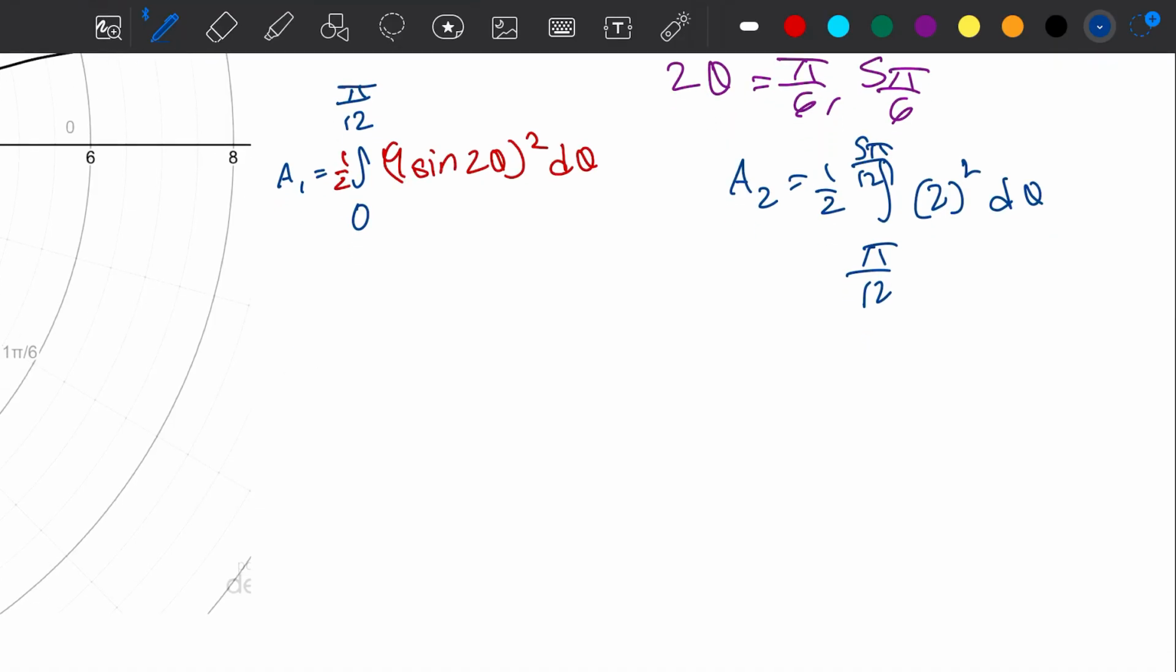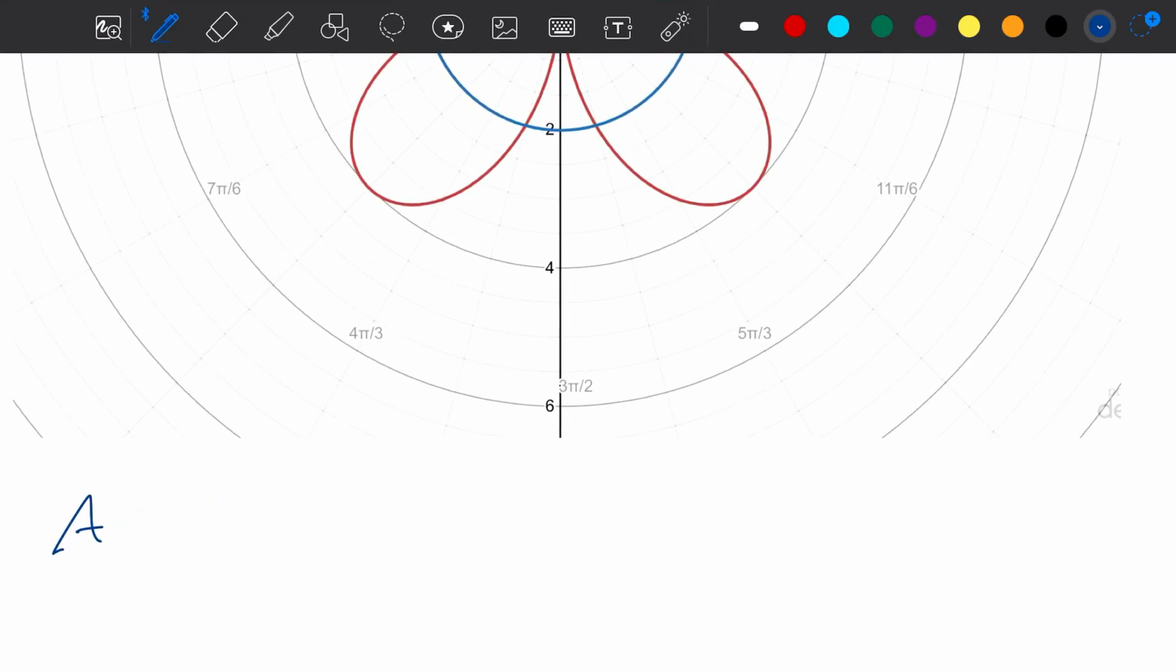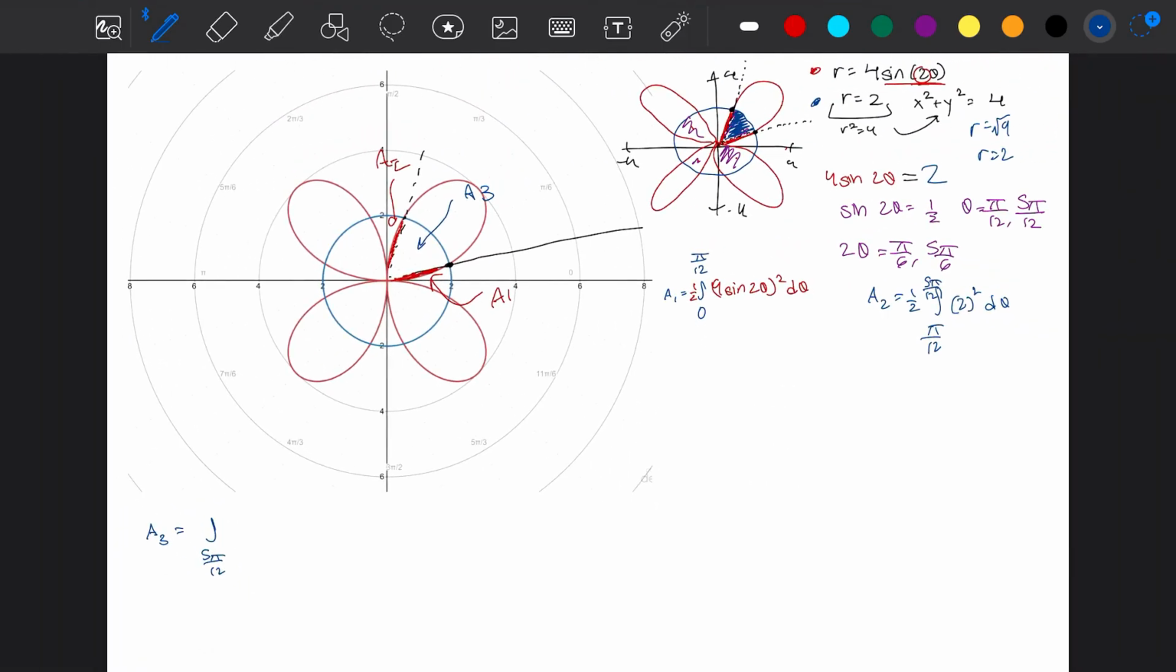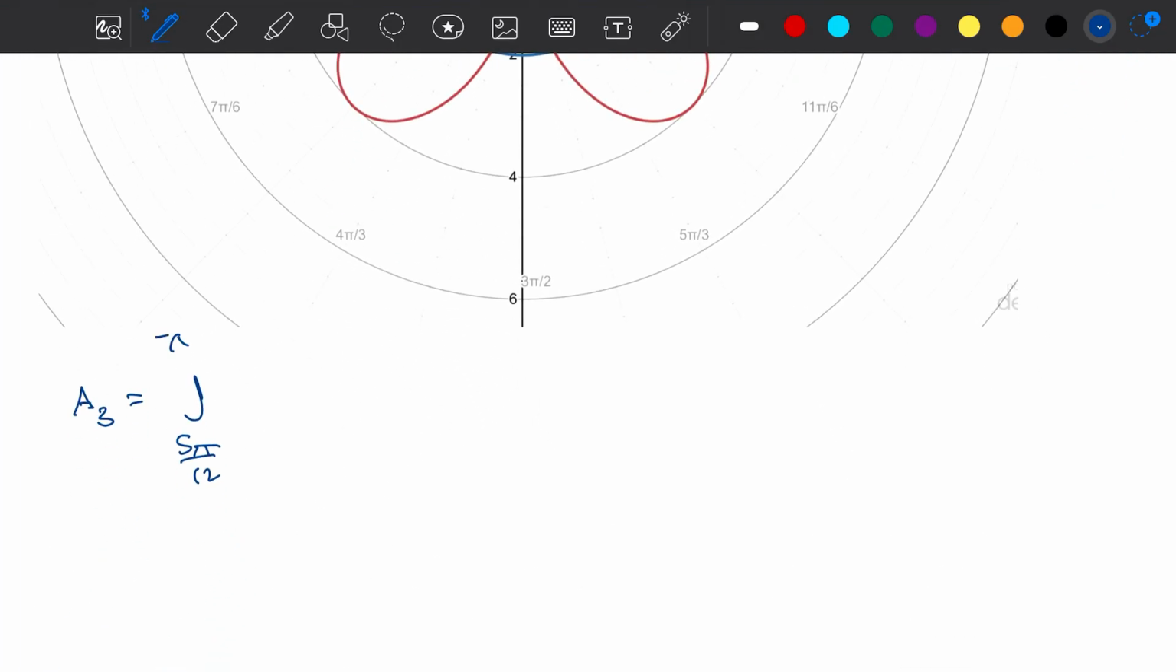And then A sub 3, I'll do that here because we're going to need some space. Area 3 is from 5 pi over 12, and we want to go up to pi over 2, because that's how we're going to get this area only. All the way to pi over 2 of 1/2. I'll do this in red to show you which curve it is. 1/2 of 4 sine 2 theta squared d theta.